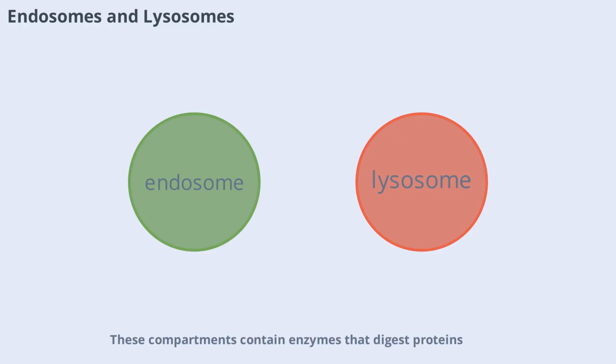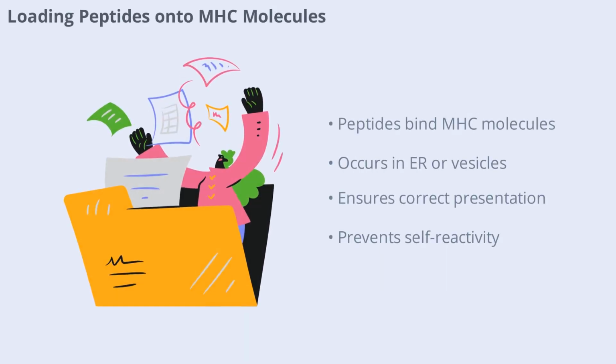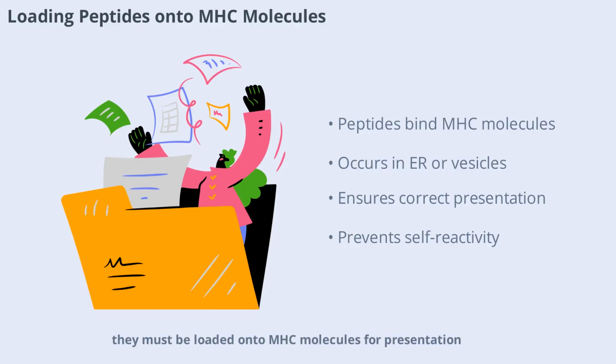These compartments contain enzymes that digest proteins, making it possible to generate the right fragments for MHC class II presentation. This step is crucial for activating helper T cells and mounting an effective immune response. Once peptides are generated, they must be loaded onto MHC molecules for presentation.